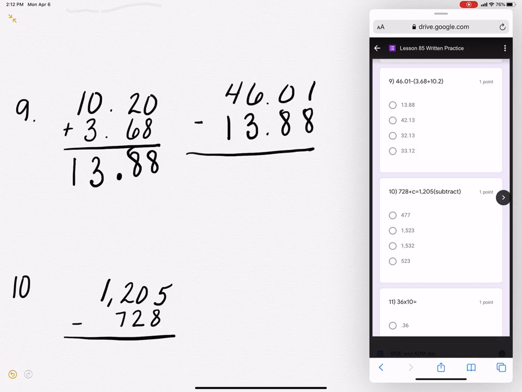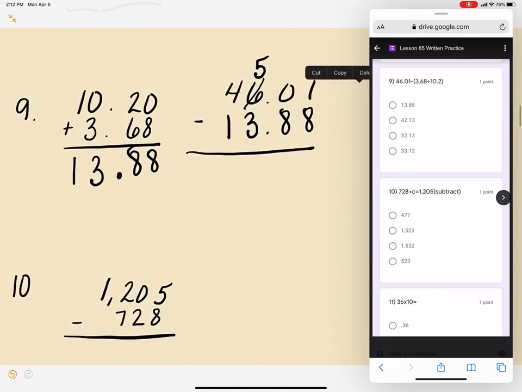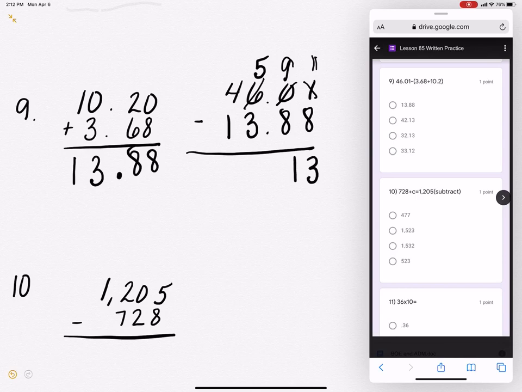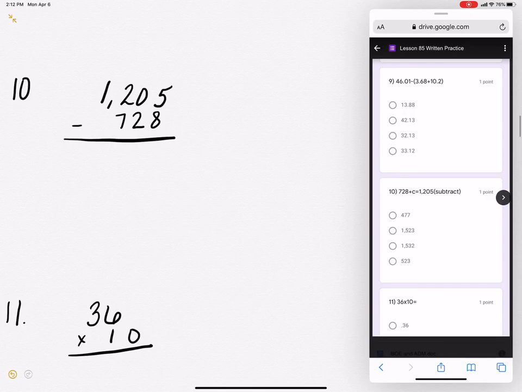Okay. I cannot take 8 from 1 or 8 from 0. I have to come over here, borrow from the 6. 6 becomes a 5. This 0 is going to become a 9. And this 1 is going to be 11. 11 minus 8, if you count up, 8, 9, 10, 11, you get 3. 9 minus 8 is 1. Bring down your decimal. 5 minus 3 is 2. 4 minus 1 is 3. 32 and 13/100ths. You can hear my puppy barking, I'm sorry.